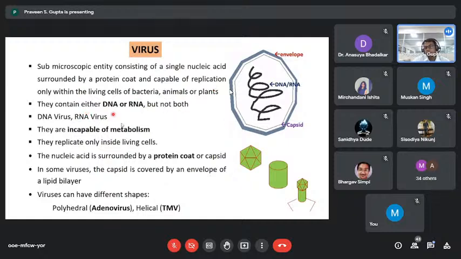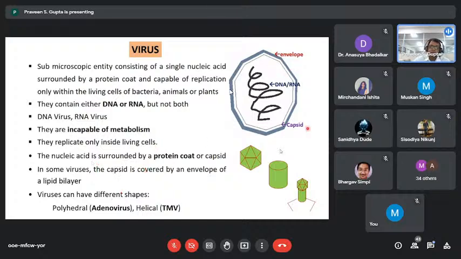Questions are asked on this also. Viruses may be DNA virus or RNA virus. The questions always ask that if it is an RNA virus, then how do they replicate. RNA viruses are of two types: they may be positive sense or negative sense. There is a separate part on positive and negative sense, but most of them possess a reverse transcriptase enzyme, which makes DNA from RNA. They are incapable of metabolism, obviously, and replicate only inside the living cell.